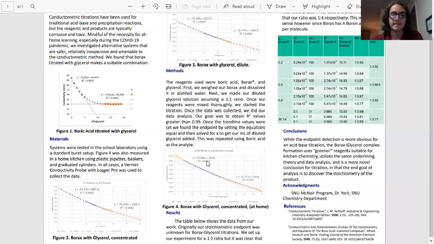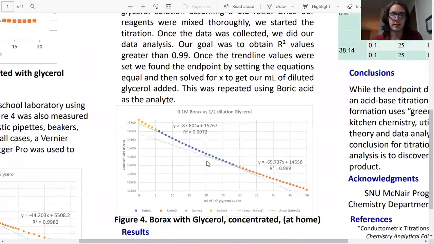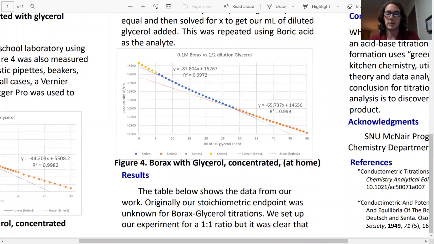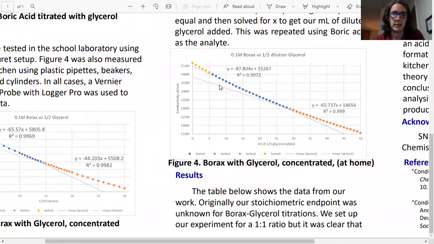And here we have figure 4, which was done at home at my kitchen table with the basic equipment. And once again, you get very similar data to the one here done in the actual lab setting. And in fact, the R-squared values are slightly better.